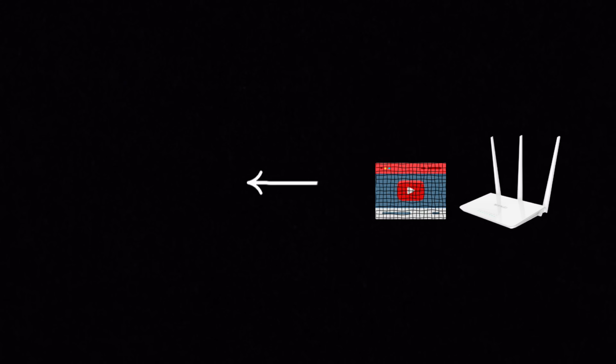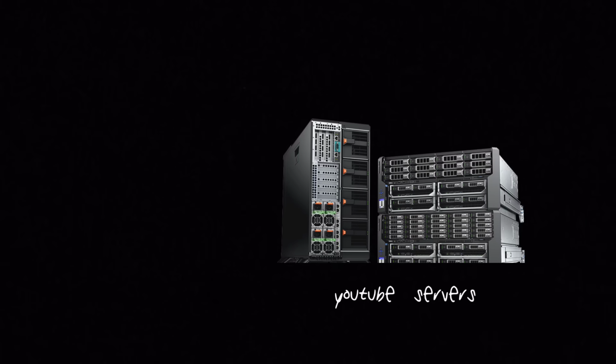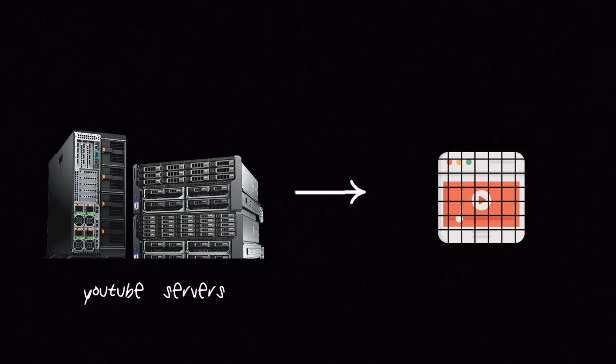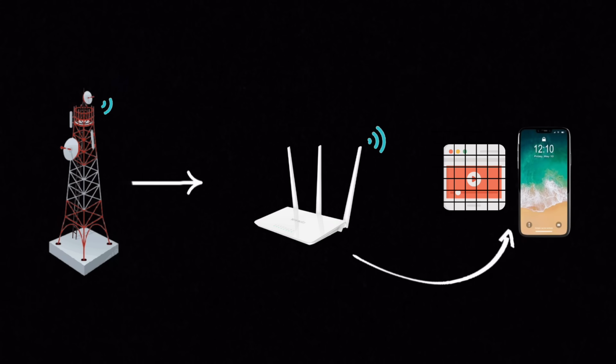Once it receives your data packets, it forwards your request to your internet service provider, like Comcast or MTN. Your ISP connects to YouTube servers to request the video. YouTube servers process the request and send back the video data in binary packets. Your ISP receives this data, forwards it to your router, which sends it back to your phone. Your phone reassembles these binary packets into the original form, which, in this case, is the YouTube video. And all this happened in milliseconds.